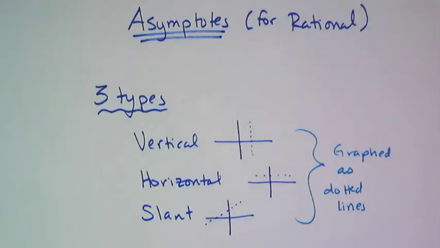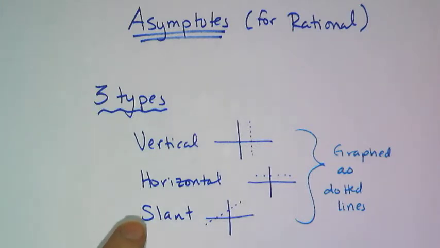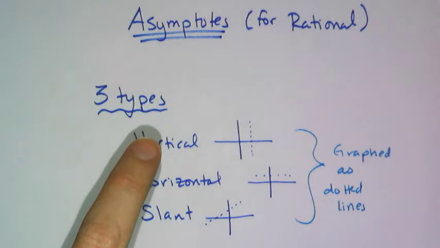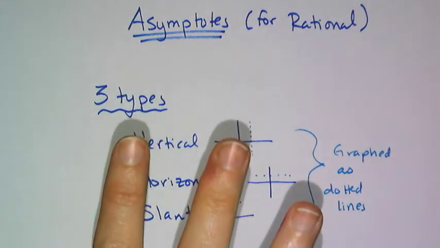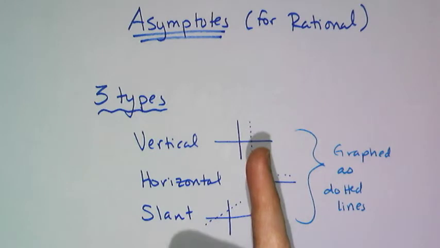In this lesson, we're going to explore asymptotes for rational functions, and there are going to be three types: the vertical, the horizontal, and the slant. And when you graph a rational function, or any function with an asymptote for that matter, you have to graph the asymptotes as dotted lines because they're going to help you determine the proper shape of your graph.